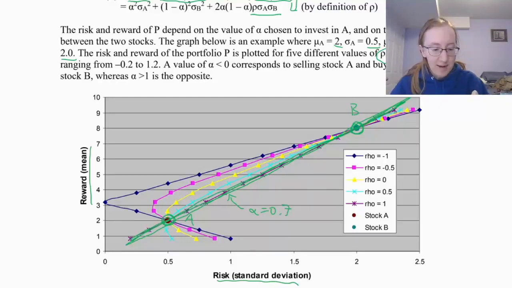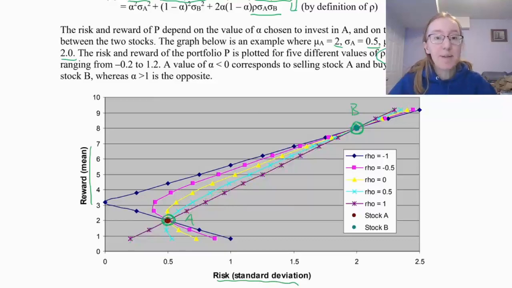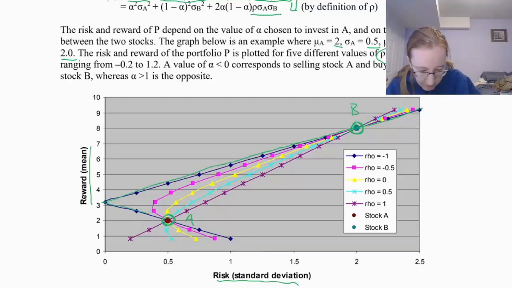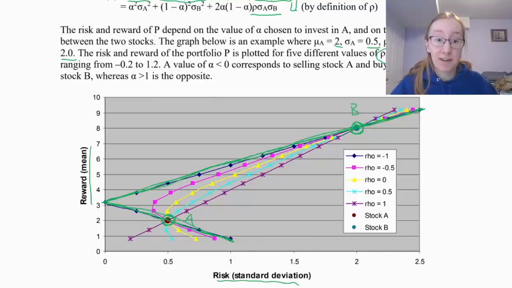On the other extreme end, so I'm going to delete those lines. There we go. On the other extreme end, if rho is -1, in other words, if the stocks are perfectly negatively correlated with each other, we end up with this line here. It's a really weird looking line. Again, just trying to emphasize which line I'm talking about here. This one right here. And that is super weird, right? It's actually a piecewise linear function.